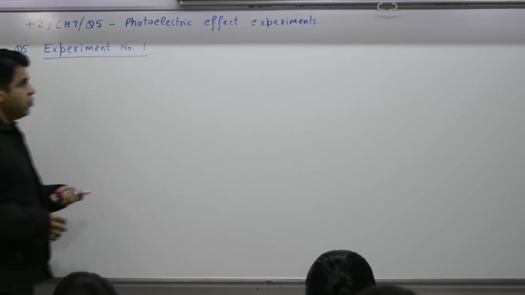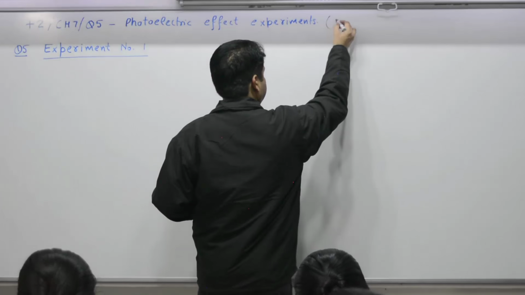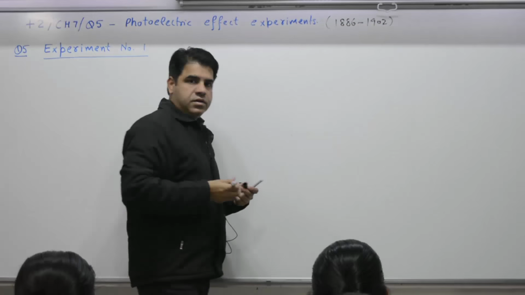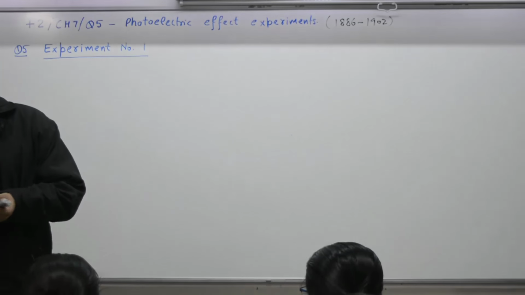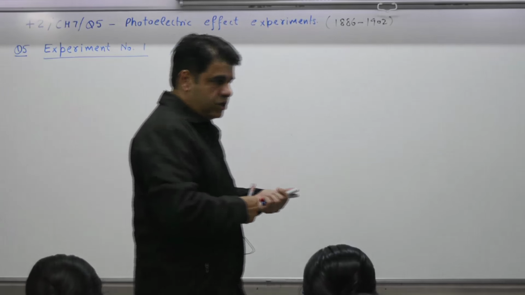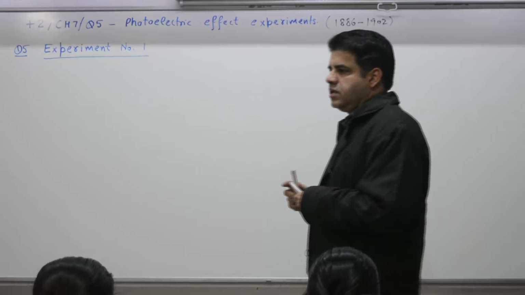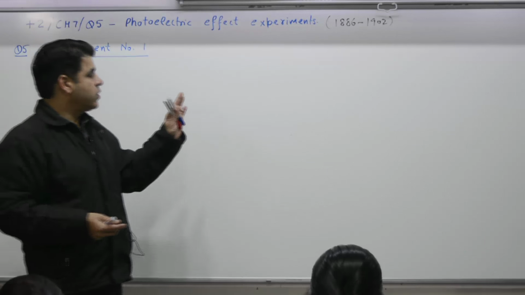Question number 5 deals with photoelectric effect experiments. Experiments were carried out by, name of the person, yes, first one was Heinrich, the second one, sorry, Hallwachs and Lenard, 1886 to 1902.